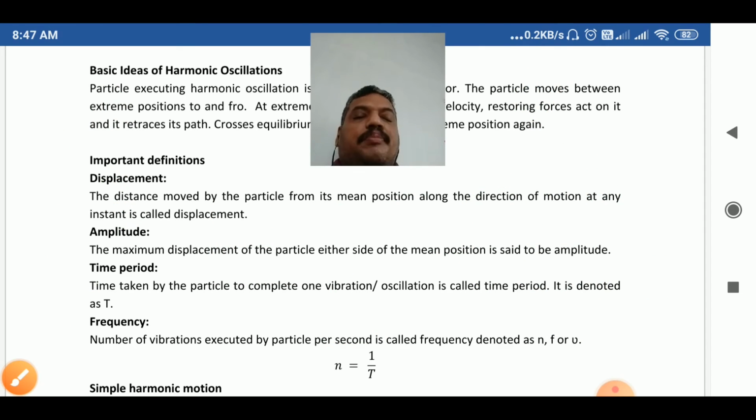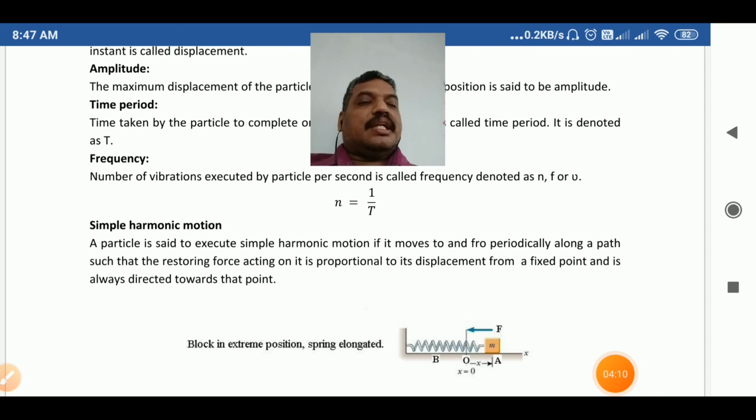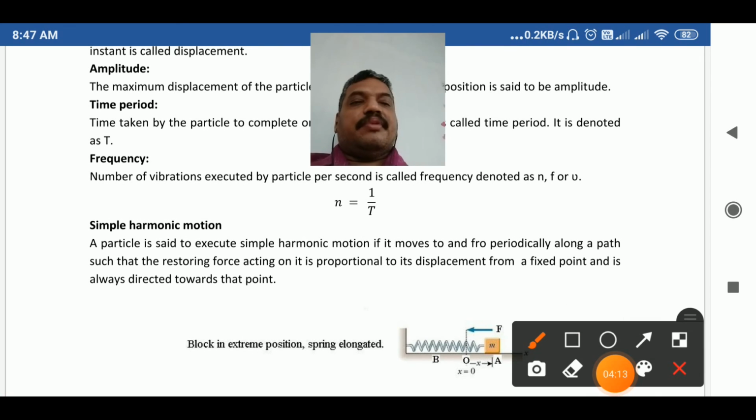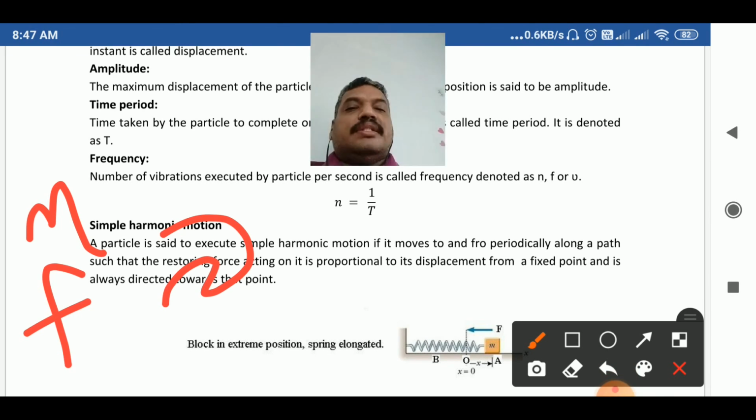Now the next topic, that is frequency. Frequency is the number of oscillations in 1 second. That is expressed in a unit called hertz. So n equals 1 by T, that is the formula for frequency, and it has a unit called hertz. Frequency may be expressed in certain other terms: f or nu. These are the letters used to represent frequency, and the unit of that is hertz.